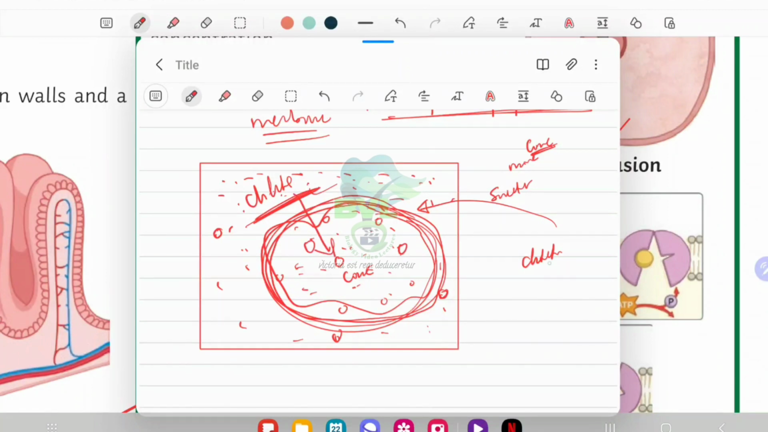Bear in mind that another word for dilute is hypotonic, and another word for concentrated is hypertonic. Okay, so that's something I want you to please take note of in osmosis.